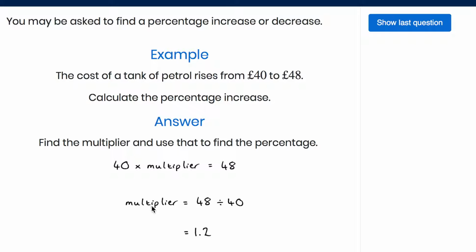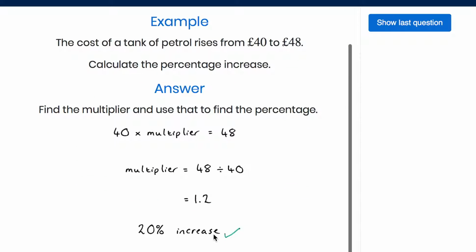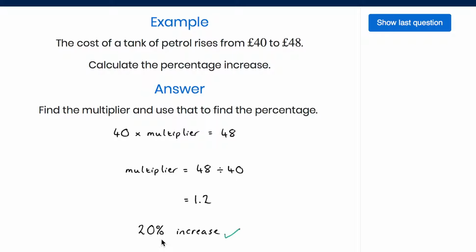Okay, now that means that the multiplier is equal to 48 divided by 40. That comes to 1.2 when entered into a calculator. And 1.2 is the multiplier for a 20% increase. Okay, now it's your turn.